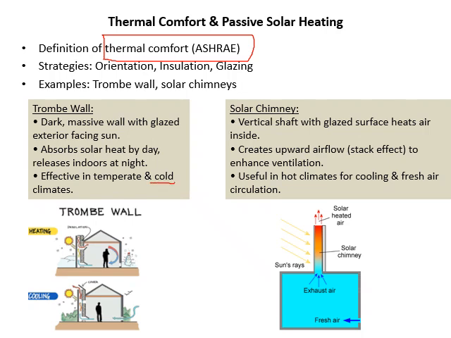And the solar chimney is used to provide fresh and cool airflow. It is useful in hot climates. You can see on the right-hand side, this is the solar chimney. They expose the chimney to the sunlight. When the sunlight falls upon the chimney, the air inside gets heated and the hot air moves upward, making room for fresh cool air to enter. So it is useful in hot climates for cooling and fresh air circulation. We do not have a fan or air con.